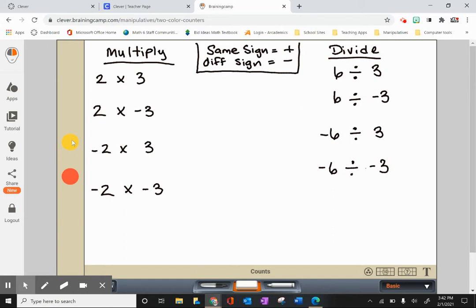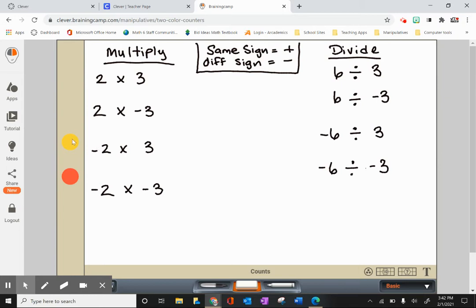So I just wanted to show you what this looks like with counters. Okay, let's go back. These are going to be positive counters here. And the way you can think of multiplication is two groups of three. So I'm going to show two groups of three. There's one group of three. Here is another group of three. So that is positive 6. That's how that works.